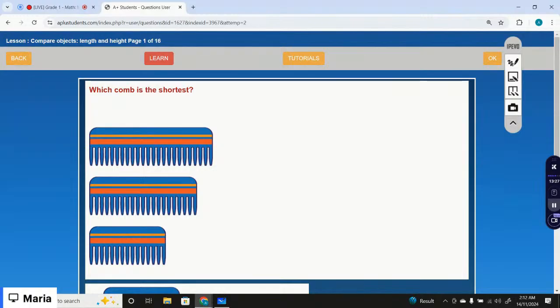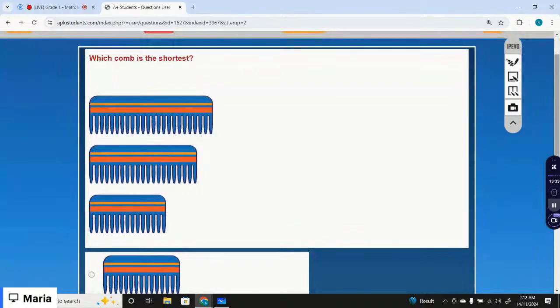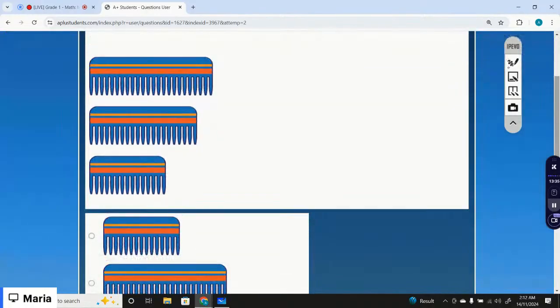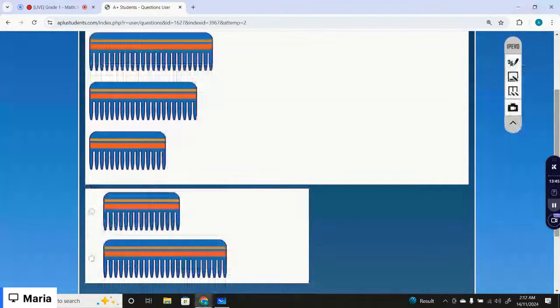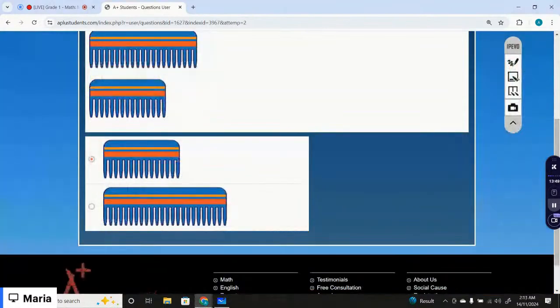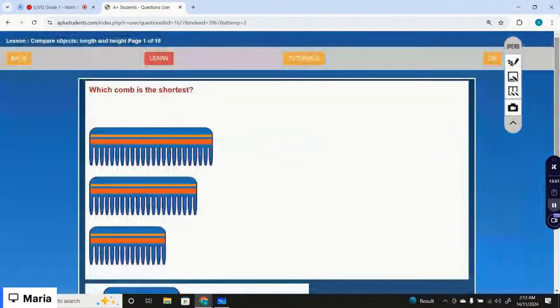Which comb is the shortest? You have to find the one that is the shortest. The shortest one is the one that has the smallest length, right? You have to measure their length. So that is the one that has the shortest length, right? So this is the shortest, the correct option.